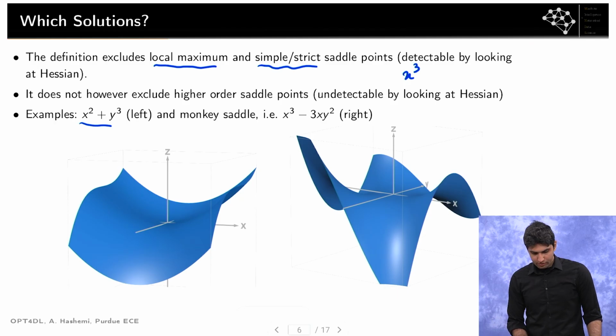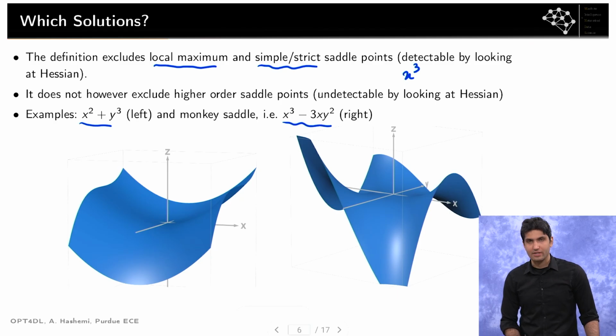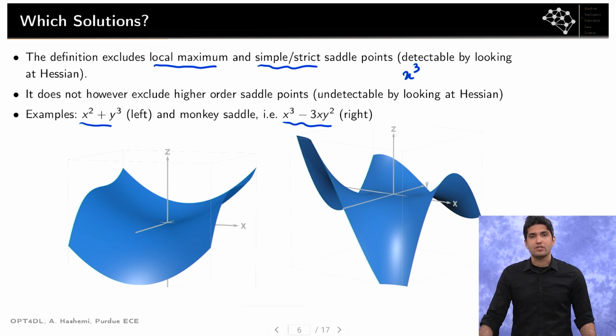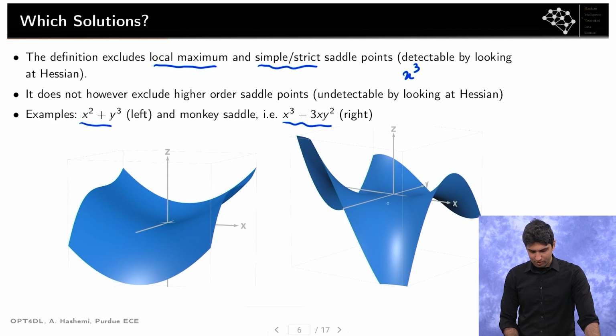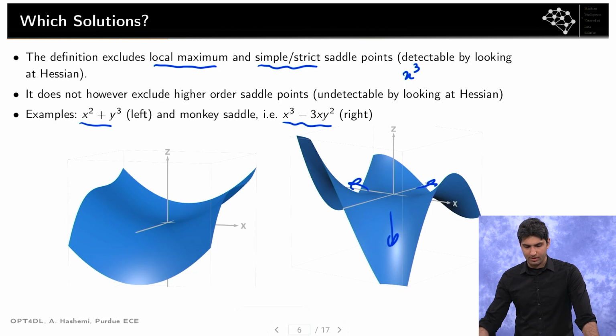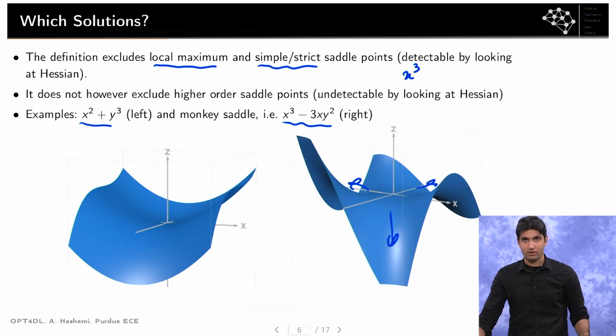Another famous example is the monkey saddle point. It is given by this function. The origin in this case is again a higher order saddle, where the gradient is 0. The minimum eigenvalue of the Hessian is also not too negative, so it satisfies the condition we imposed. However, it's not a local minimum. And just a side note, this is called the monkey saddle because monkeys have tails. So there are 3 directions of decrease here, as opposed to 2 directions for the regular saddle.